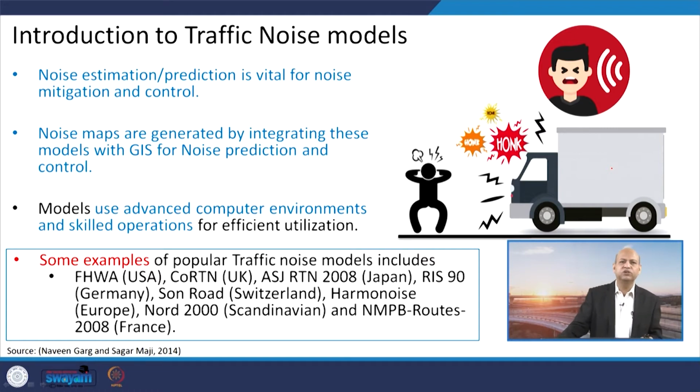So, here also noise maps are generated by integrating these particular models, which are used for traffic noise prediction or estimation, with the GIS. If we can integrate them with the GIS framework, the noise prediction and control becomes easy to analyze and to do whatever is needed as interventions, whether policy related or technological related, because then you have a map and you know which areas are more affected by noise, which areas are okay. So, those particular areas can be tackled where a lot of noise is there.